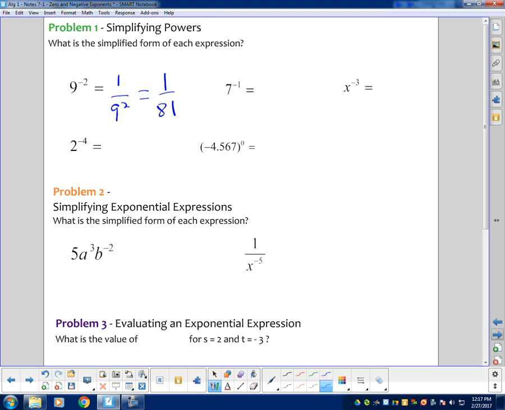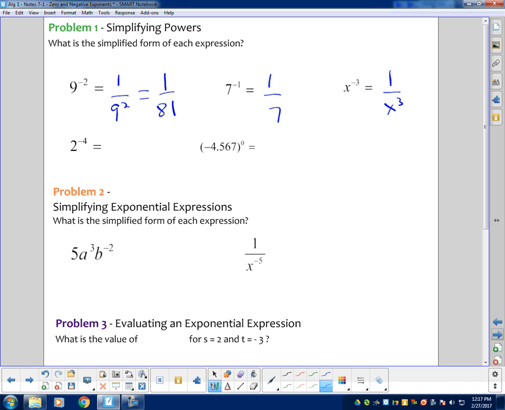What about 7 to the negative 1? 1 over 7 to the first. You don't need to write the first power. Can we apply this to algebra? X to the negative third would be the same as what? 1 over x to the third.